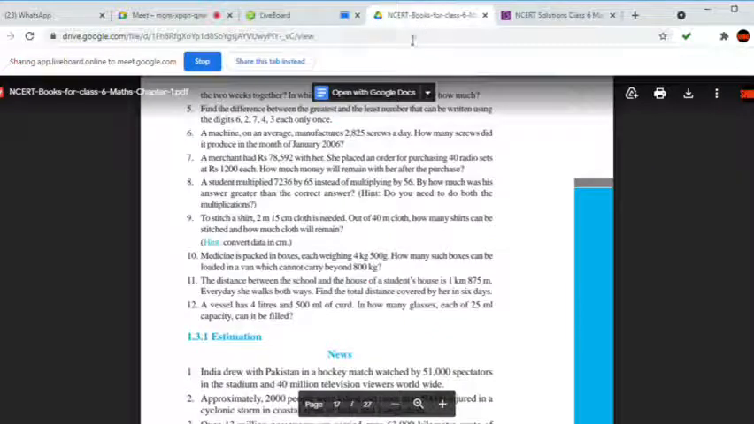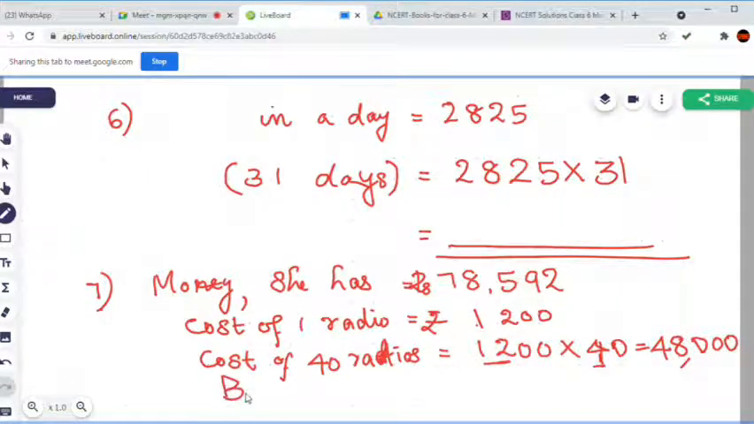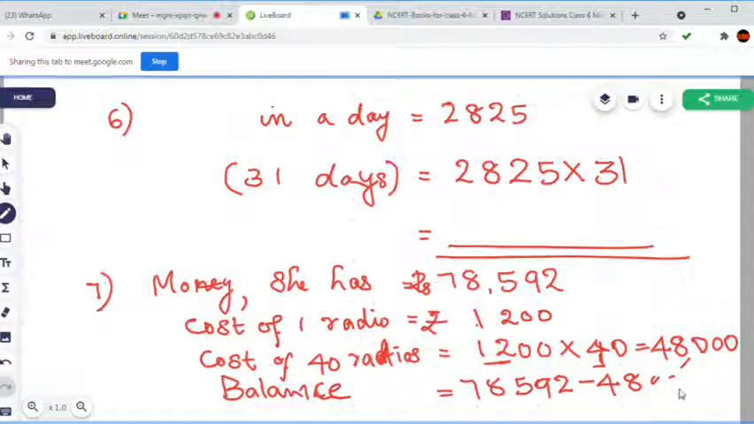So last step, money remain with her, or balance amount. Anyway, you can write balance amount or money left with her or money remain with her. Balance amount we can find by subtracting these two. That means 78,592 minus 48,000. Do that calculation as a homework.